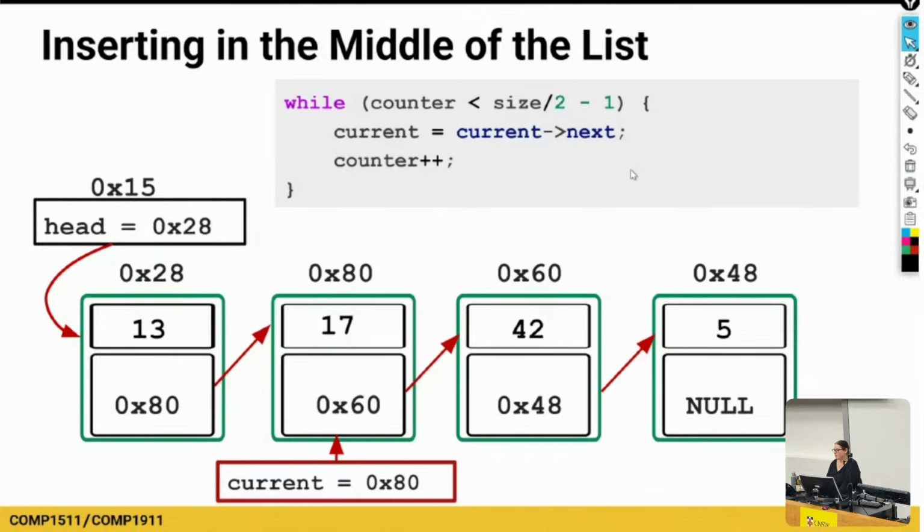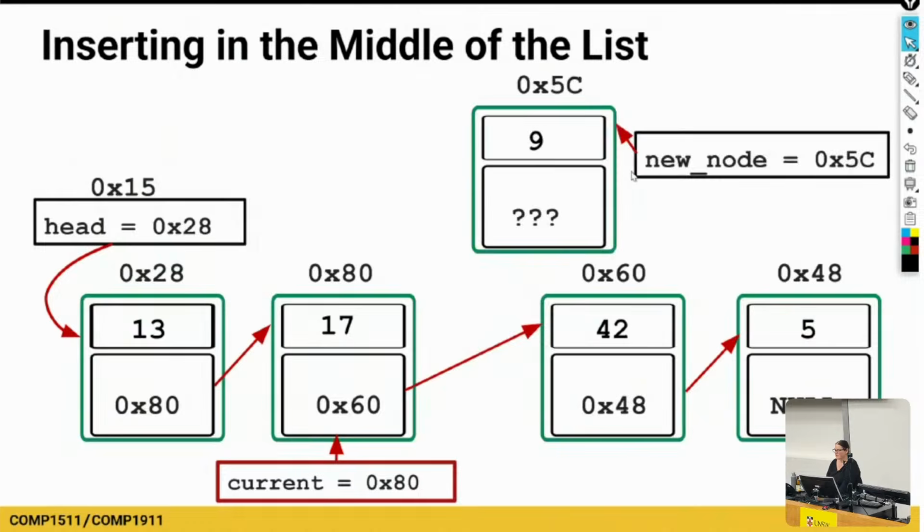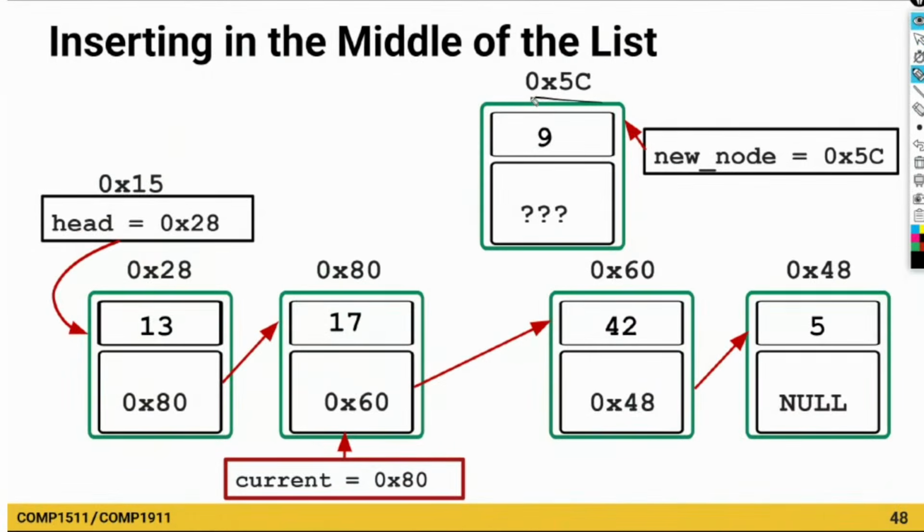Now we want to insert a new node. So we've got a new node, but now we've got to connect it up. How are we going to connect this new node up? What do we want to come after this node? So I've got a new node here. What do I want after it? So if I'm putting it in the middle, I want the one after it to be this node here. Does everyone agree? How do I do that in code?